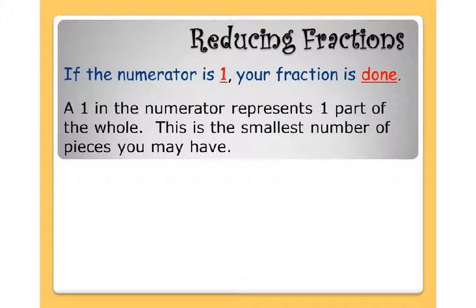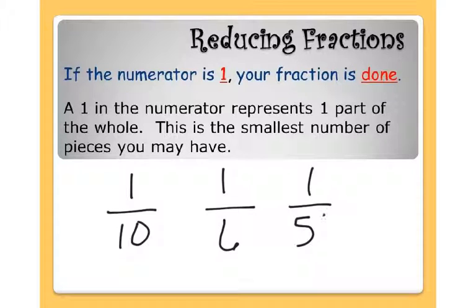In this case, if the numerator is 1, your fraction is done. For example, if I have 1/10, that's as few of the pieces that I can have. I have 1 piece out of 10. I can't have fewer than that and still equal 1 piece out of 10. Same holds true if I have 1/6 or 1/51. All of those fractions are the smallest and simplest way of representing that fraction. So if the numerator is 1, your fraction is done.